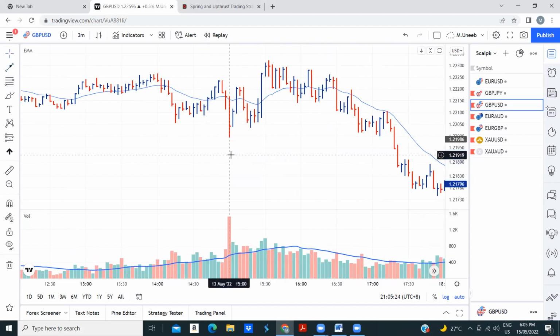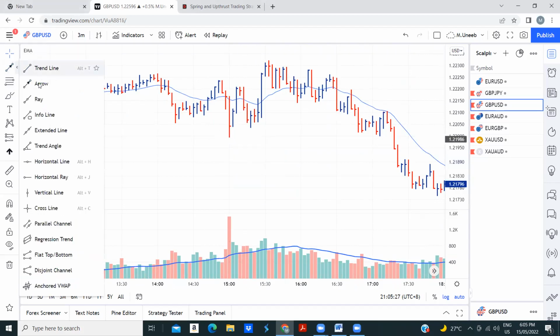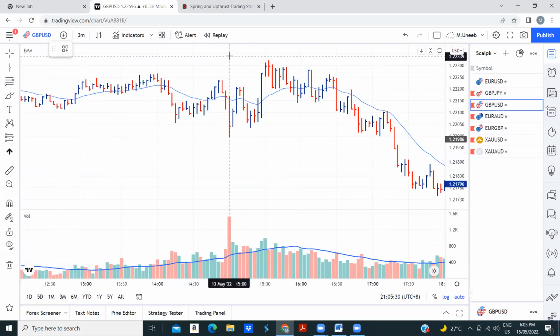Okay. So what I do, I just draw this vertical line on this 3 p.m. And I mark this dotted. This is the London open time. Got it? It makes things easier now. You have already marked.